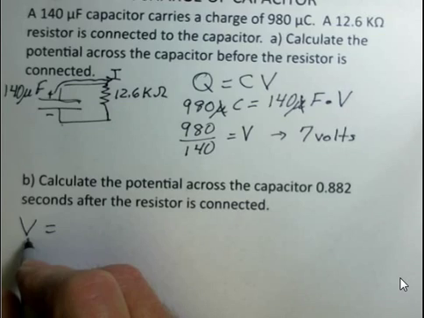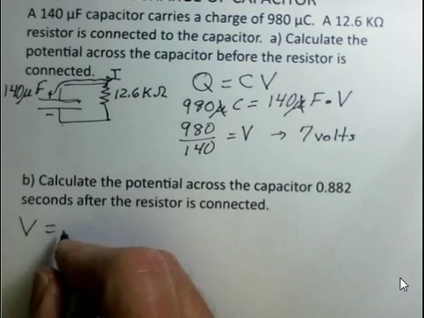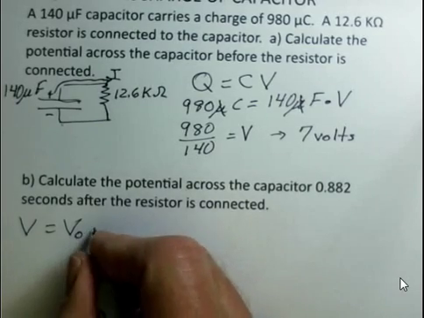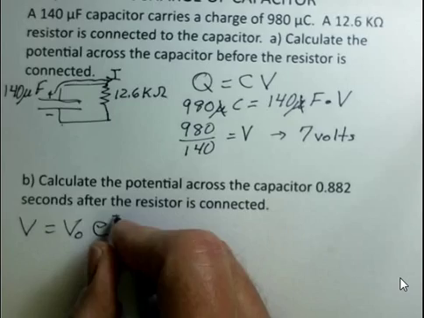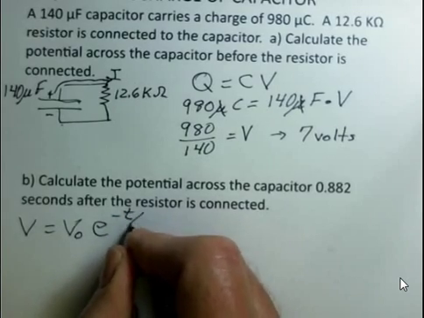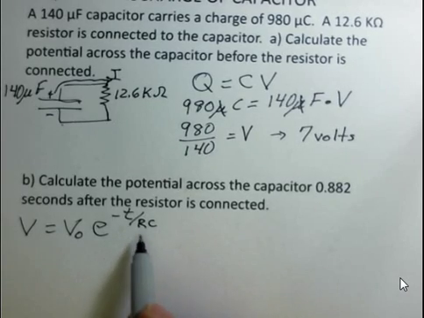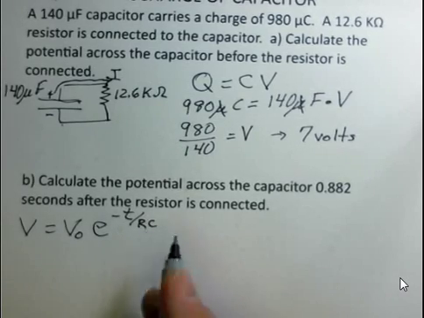The potential difference at any particular time is equal to the original potential difference. That'll be 7 volts for this problem. And then an exponential, e to the minus the time value divided by R times C, the resistance times the capacitance value. So let's do this as a side calculation.